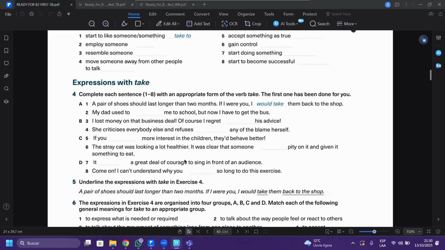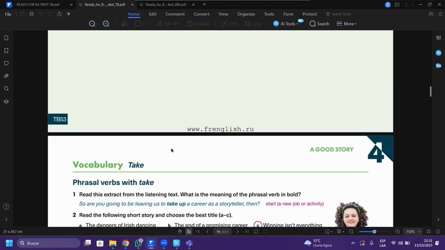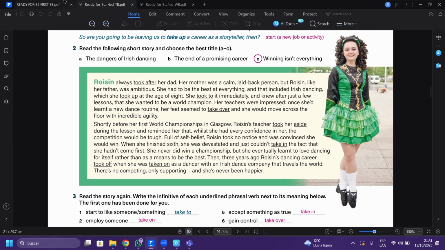So now in exercise number 4, we have to complete every single sentence. We have to fill in the gaps with the correct form of the phrasal verbs that we learned just now. Number 1, as an example: you should take them back to the shop. If I were you, I would take them back to the shop. Number 2: my dad used to... what do you think is the right phrasal verb here?